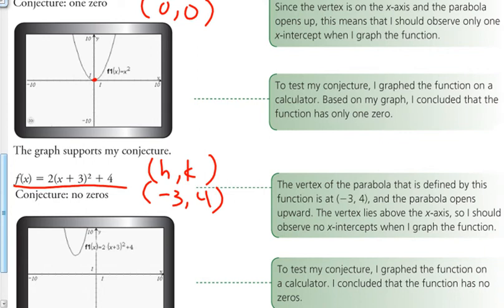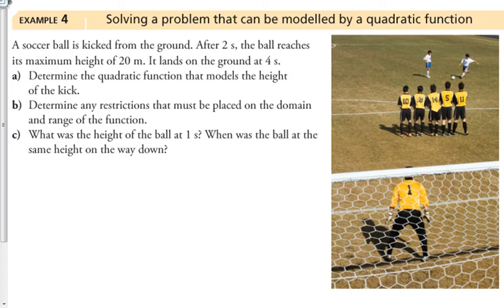So my h comma k, that's my vertex. My vertex is going to be at negative 3 comma 4. My a is positive, so that means it's going to open up. So my vertex is already going to be above the x-axis, and it's going to open up, so I'm not going to have any zeros. This makes sense. Let's do another example.